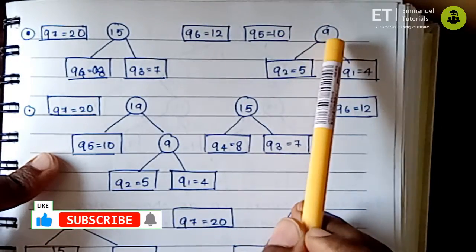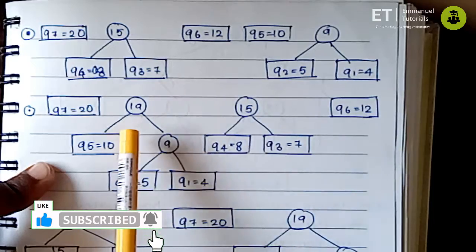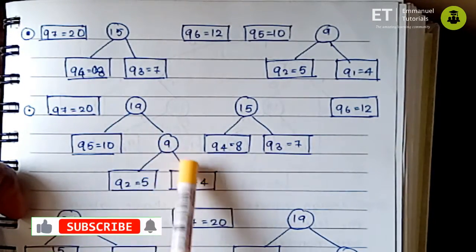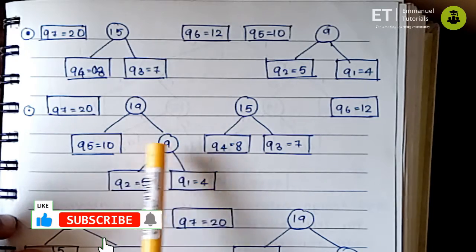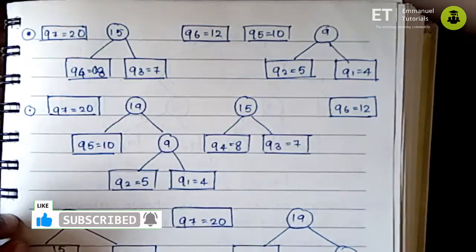Now we have to add 9 and 10. This will give us 19. So we will place it in its appropriate position. Do not remove the branches. We need them for the final result. So we have got 19 and again placed it at its appropriate position.